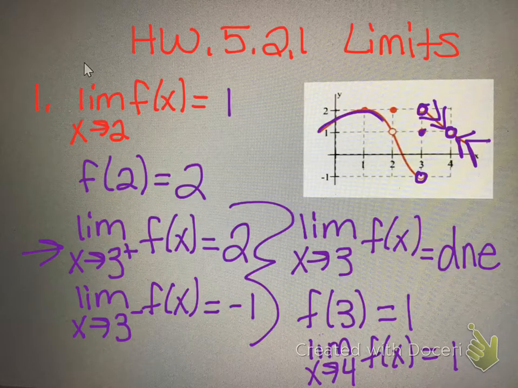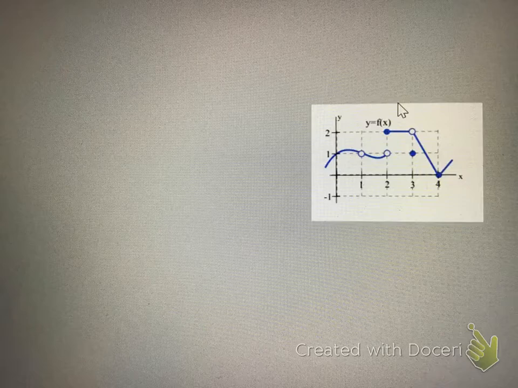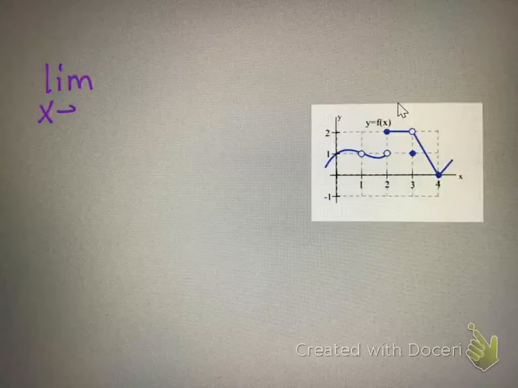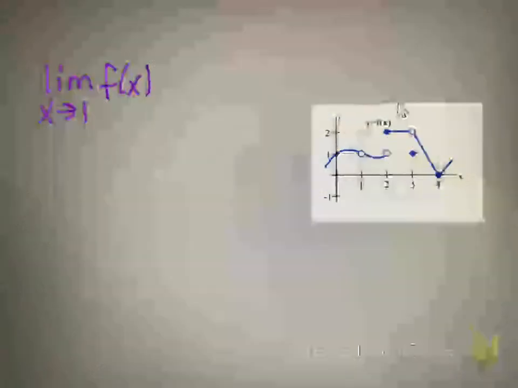So that's question 1 on the homework. Question 2 is very similar. It just gives you a new graph to start over with. The first thing that it asks you is, what is the limit as x approaches 1 of your function, f of x?